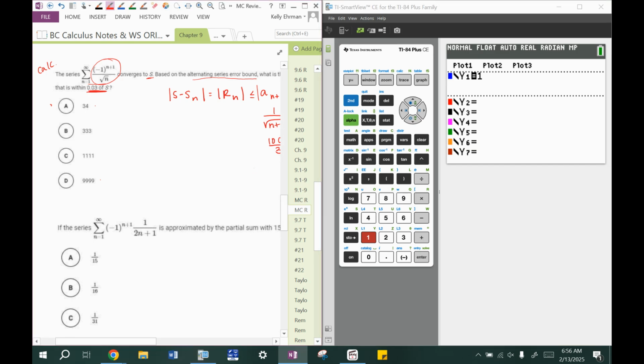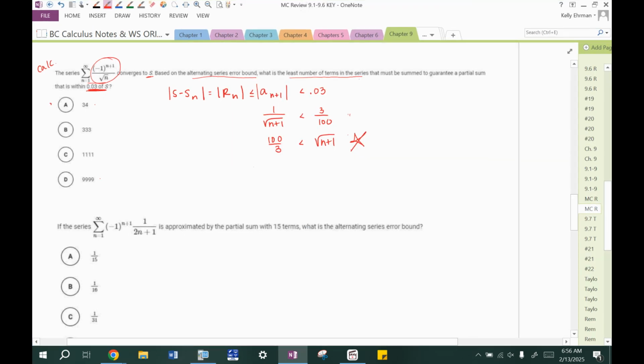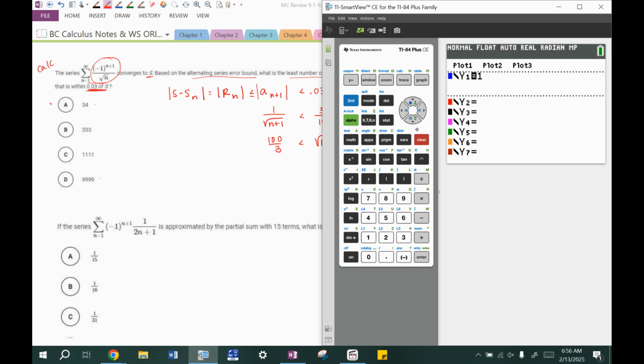No, wait. I didn't have 1 over. What's happening? Let me do this the other way. I'm missing something. It's too early in the morning. All right, sorry. Let me do the fraction version. This plus this is supposed to be less than 0.03.